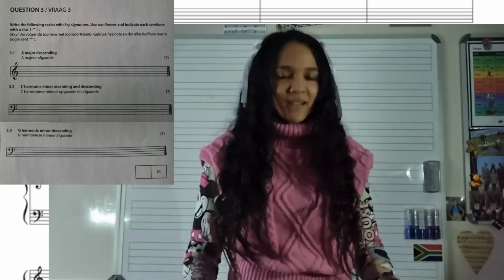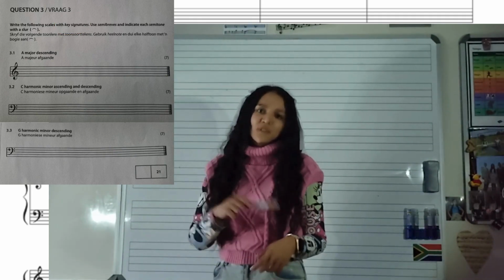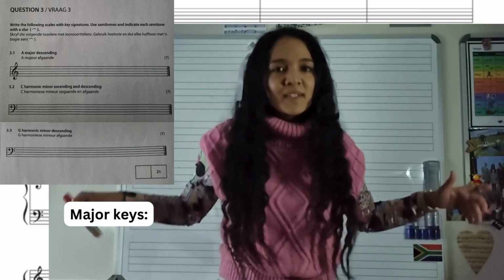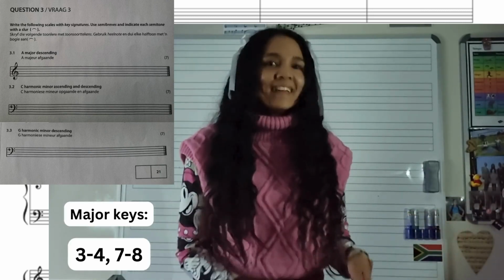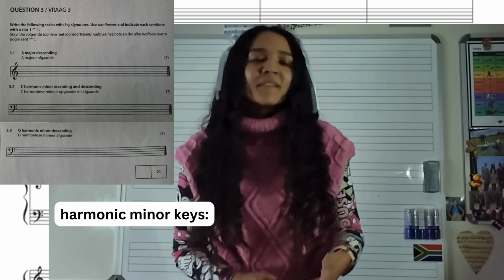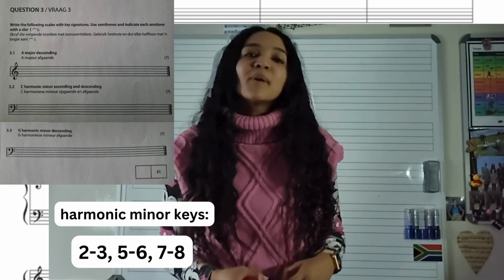We can indicate semitones in many different ways, but UNISA does ask us to indicate it with the use of a slur. In major keys, our semitones lie between degrees 3 and 4, as well as 7 and 8. And in a harmonic minor key, the semitones will lie between 2 and 3, 5 and 6, and 7 and 8. What's important to remember is that you need to fill in your key signature first. So we're going to go according to what we know about this past paper.